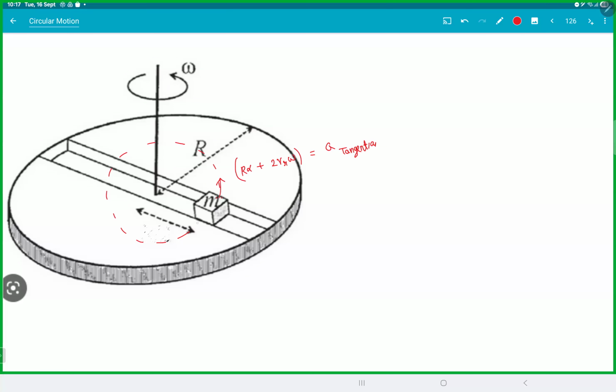Who is providing it? This normal reaction nx. There's one normal reaction in the vertical direction ny, and there is an mg downward. So ny is providing your mg. Your nx is providing m into r alpha plus 2v radial omega.